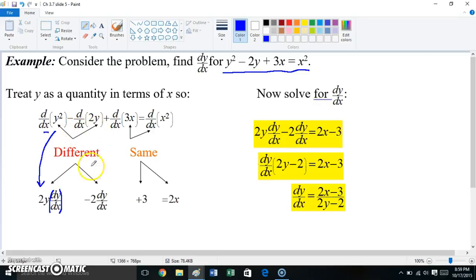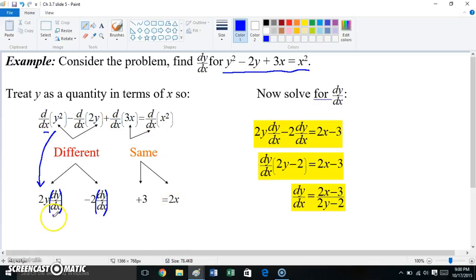Derivative of negative 2y is negative 2. Since y is a function in terms of x, I have to multiply by the derivative of y with respect to x. All right, the last two terms, 3x differentiated with respect to x, that's just applying the power rule. I get 3. And the derivative of x squared with respect to x is 2x.